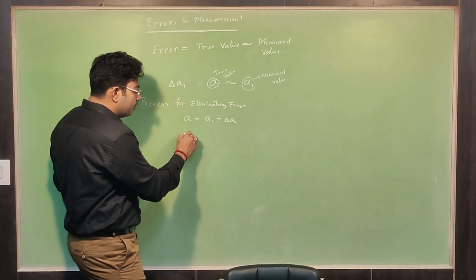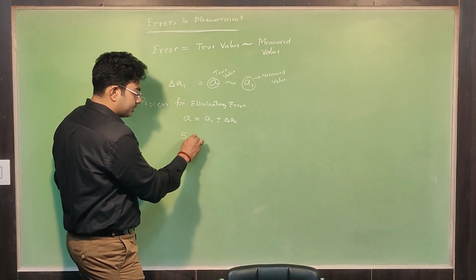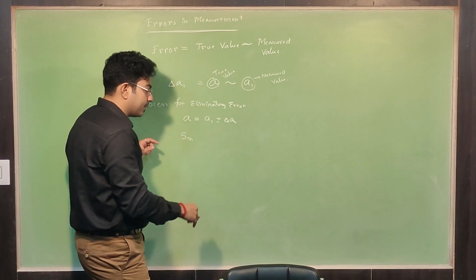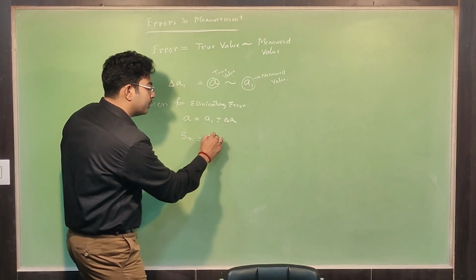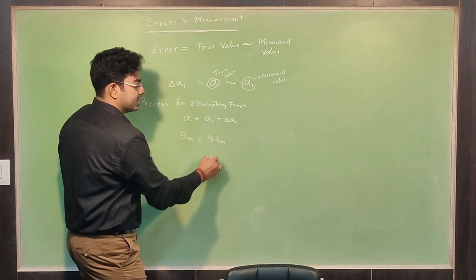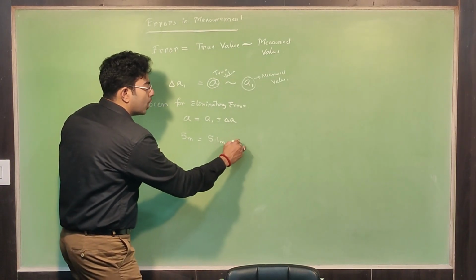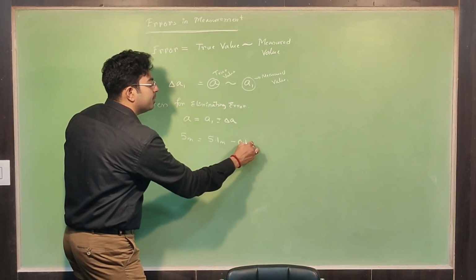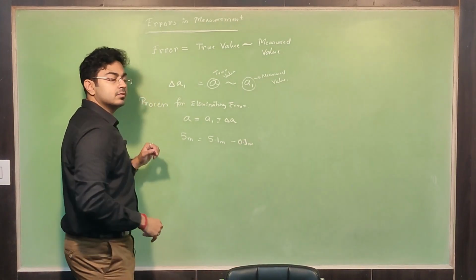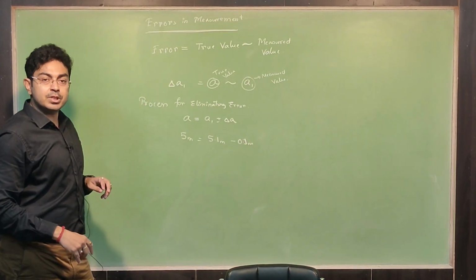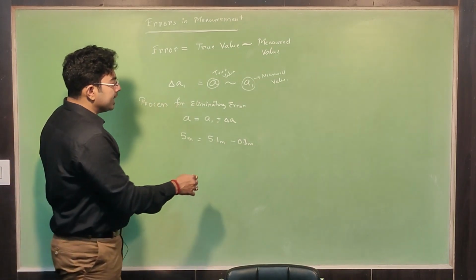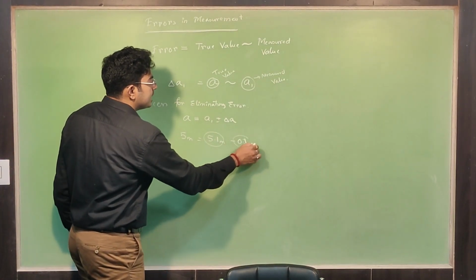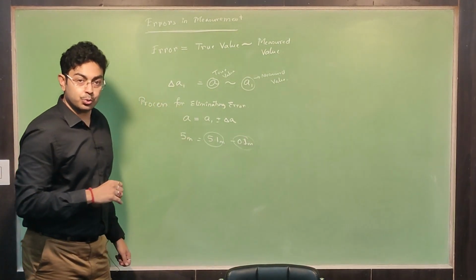Let me give an example. Suppose your true value is 5 meter length, and your measured value is 5.1 meter. That means what should be the error here? Error will be 0.1 meter. Yes or no? So that's why your measured value minus this error will give you the true value.